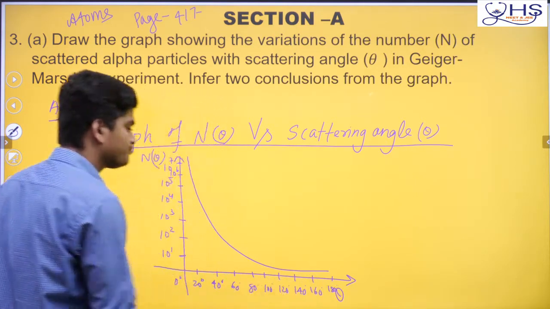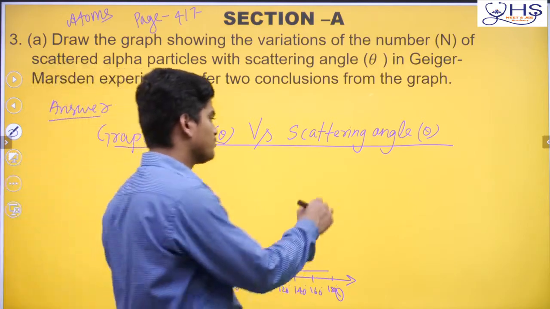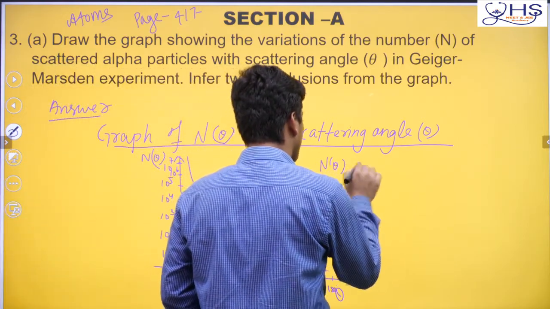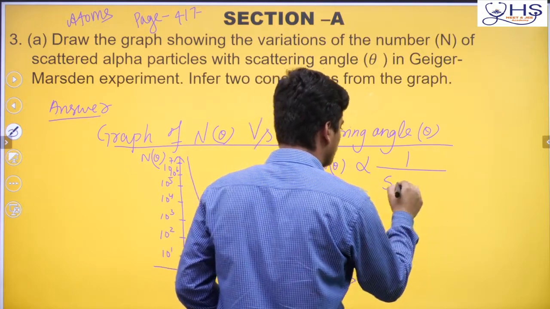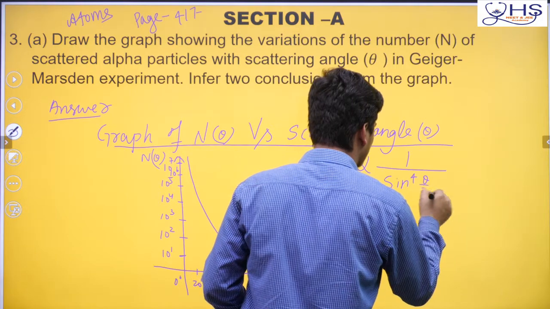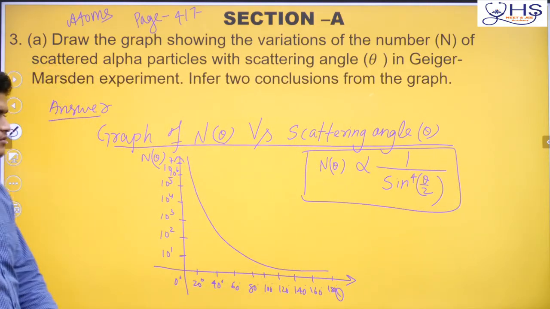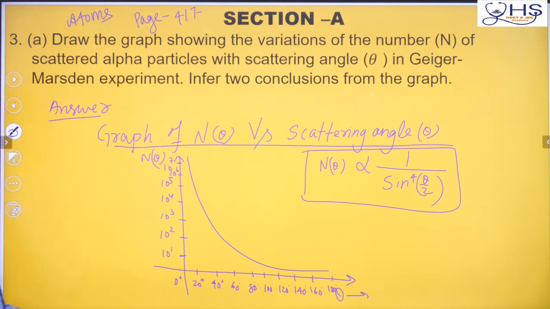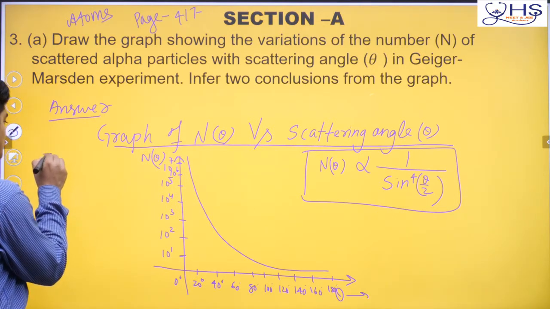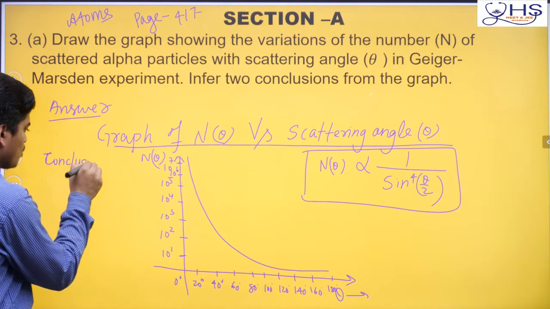Here you can see a reciprocal variation. You can also write that N theta is inversely proportional to sine to the power 4 of theta by 2, or directly proportional to 1 by sine to the power 4 of theta by 2, where theta is the scattering angle on this axis. This is the idea you write. Now they are asking to infer, which means you write two conclusions. Inference basically means conclusions. What conclusions are they asking for?